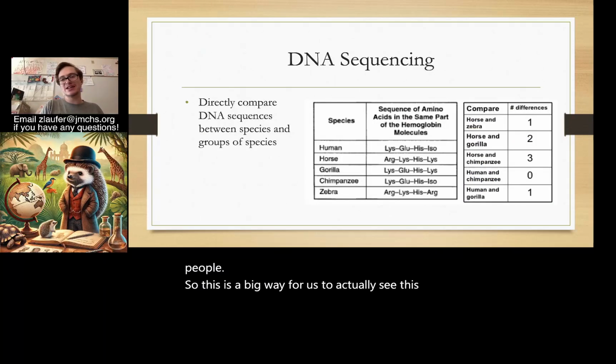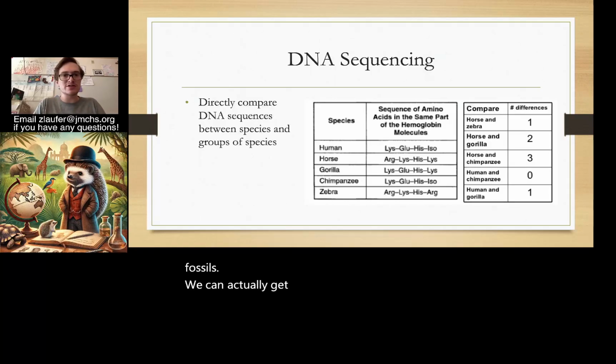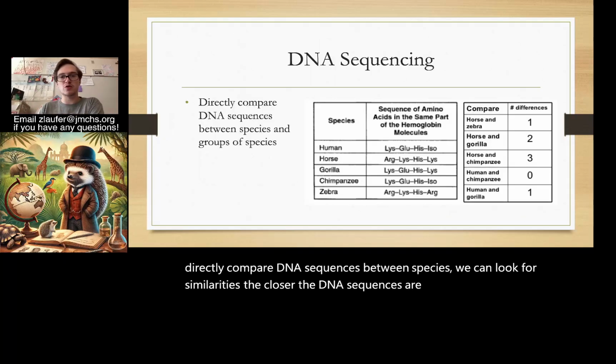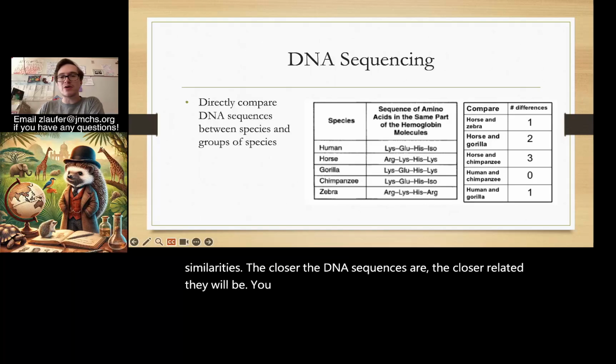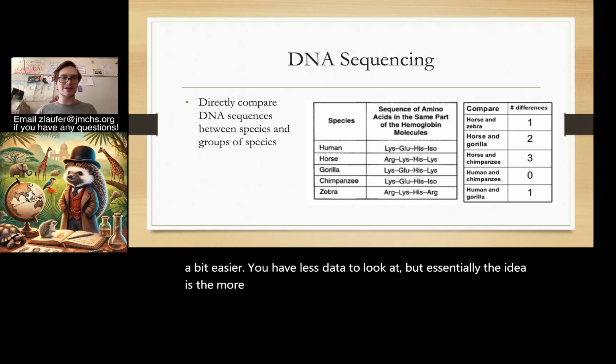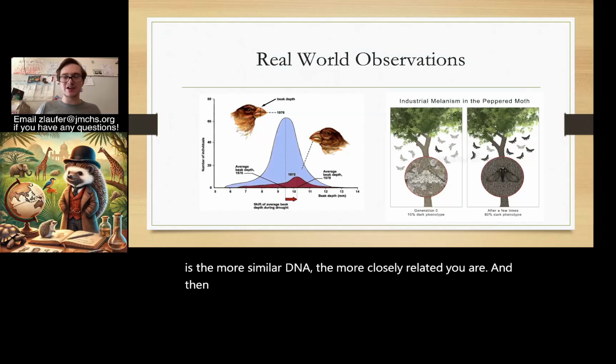Then DNA sequencing is also available. We can actually get DNA out of fossils. We can actually get it out of soil now. It's kind of crazy. But if we directly compare DNA sequences between species, we can look for similarities. The closer the DNA sequences are, the closer related they will be. You can even do it at the amino acid level, and it's a bit easier. You have less data to look at, but essentially the idea is the more similar your DNA, the more closely related you are.